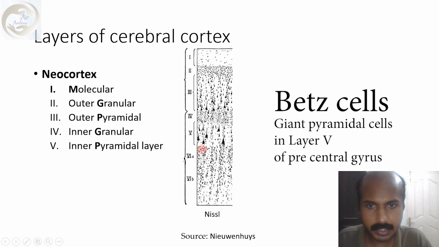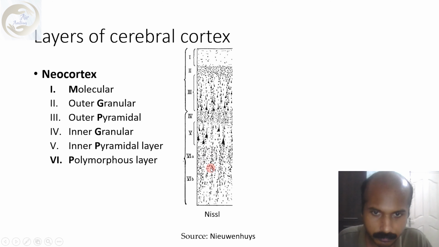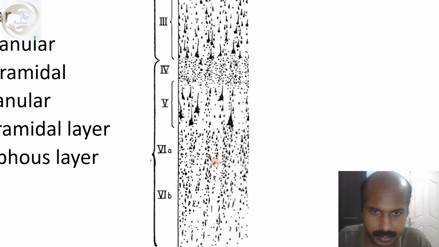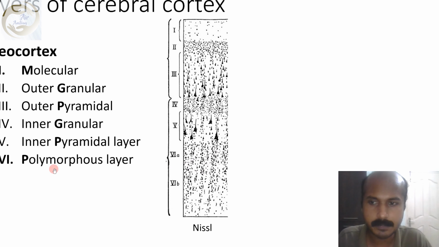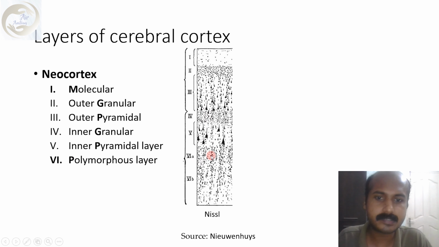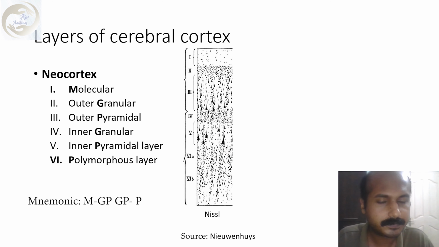Now deep to the inner pyramidal layer, you have a polymorphous layer. If you look carefully into this layer, you can see different sizes and shapes for the cell bodies. So that is why it's called polymorphous. Poly means many and morphous means shapes. So these are the 6-layered classical arrangement of the cerebral cortical layers.